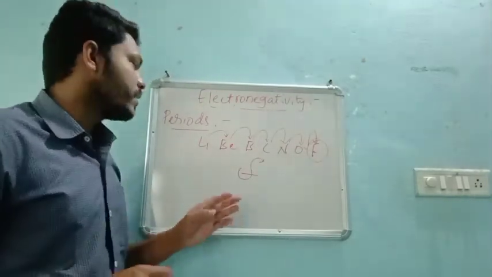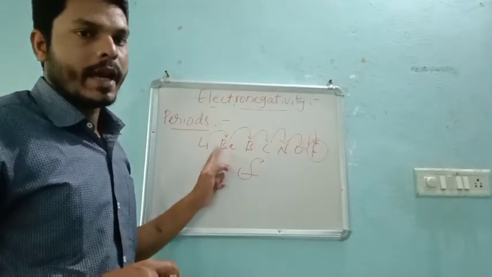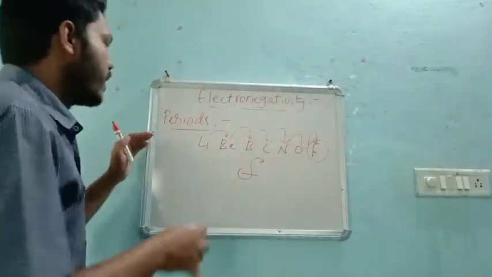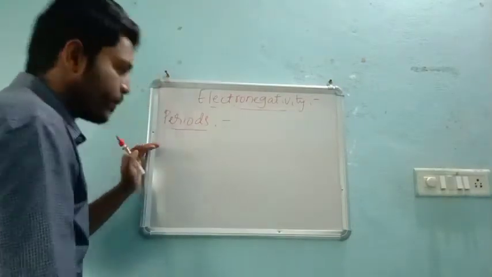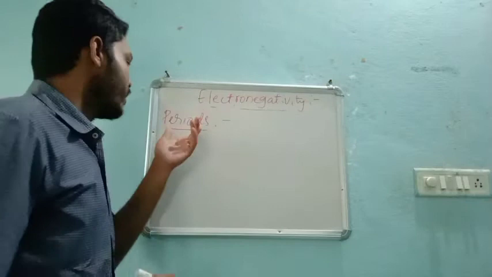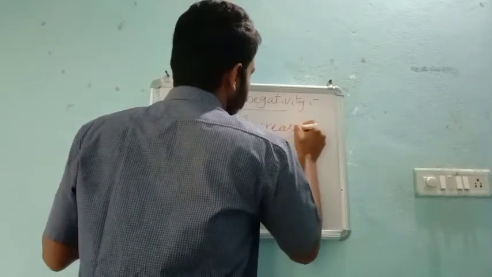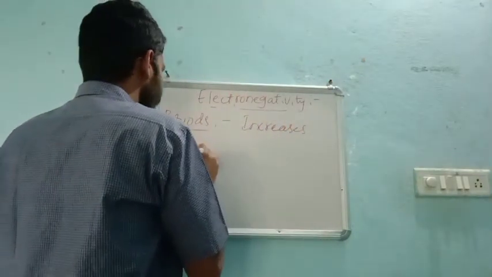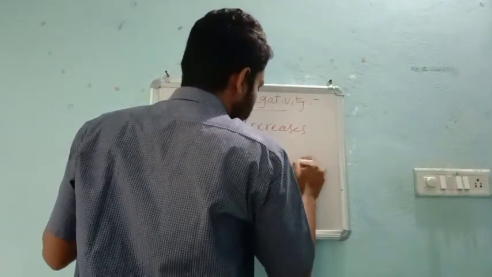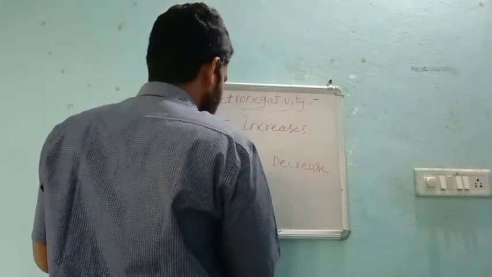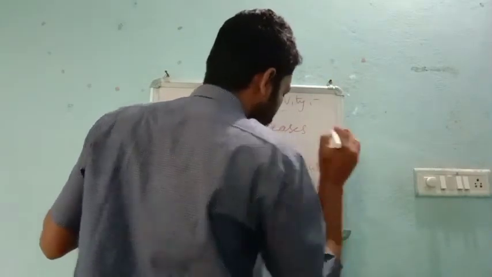As we move from lithium to beryllium, the size is decreasing. As I said, as the size decreases, electronegativity character increases. That means in a period electronegativity increases. So the reason is due to the decrease in atomic radius.